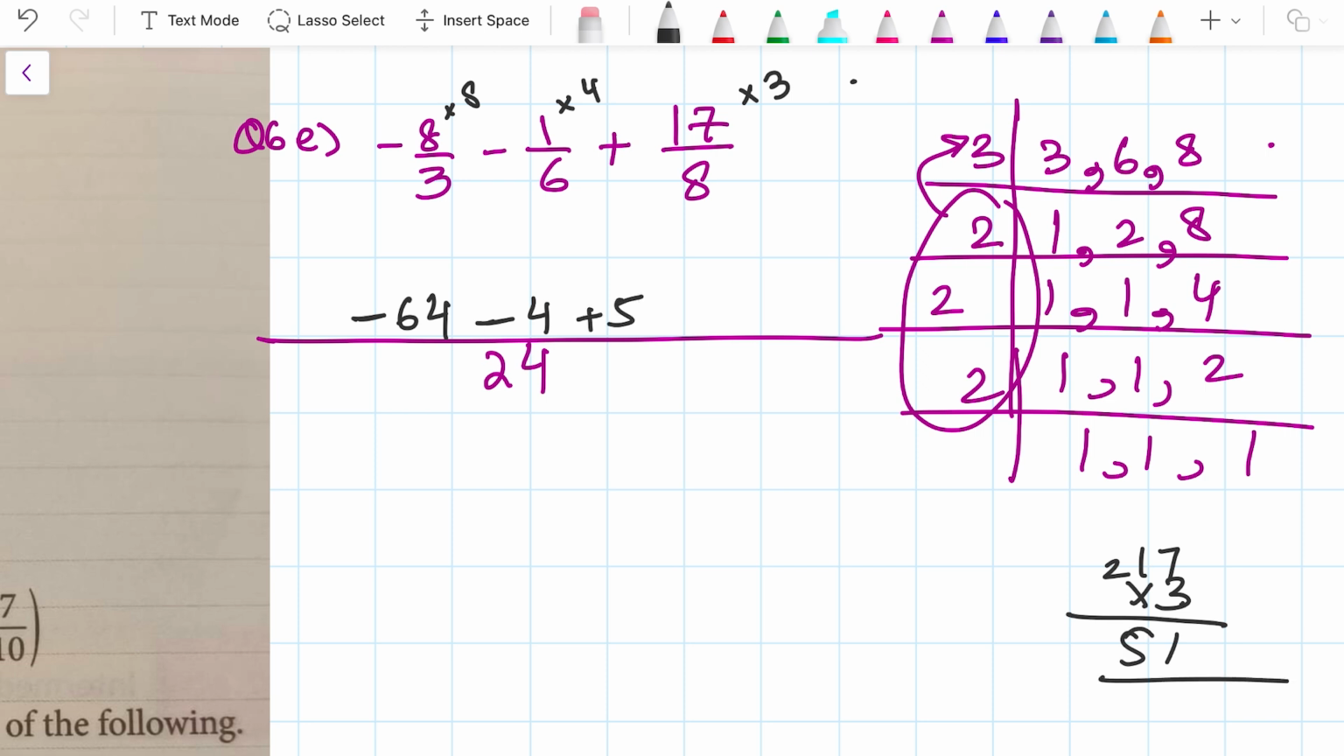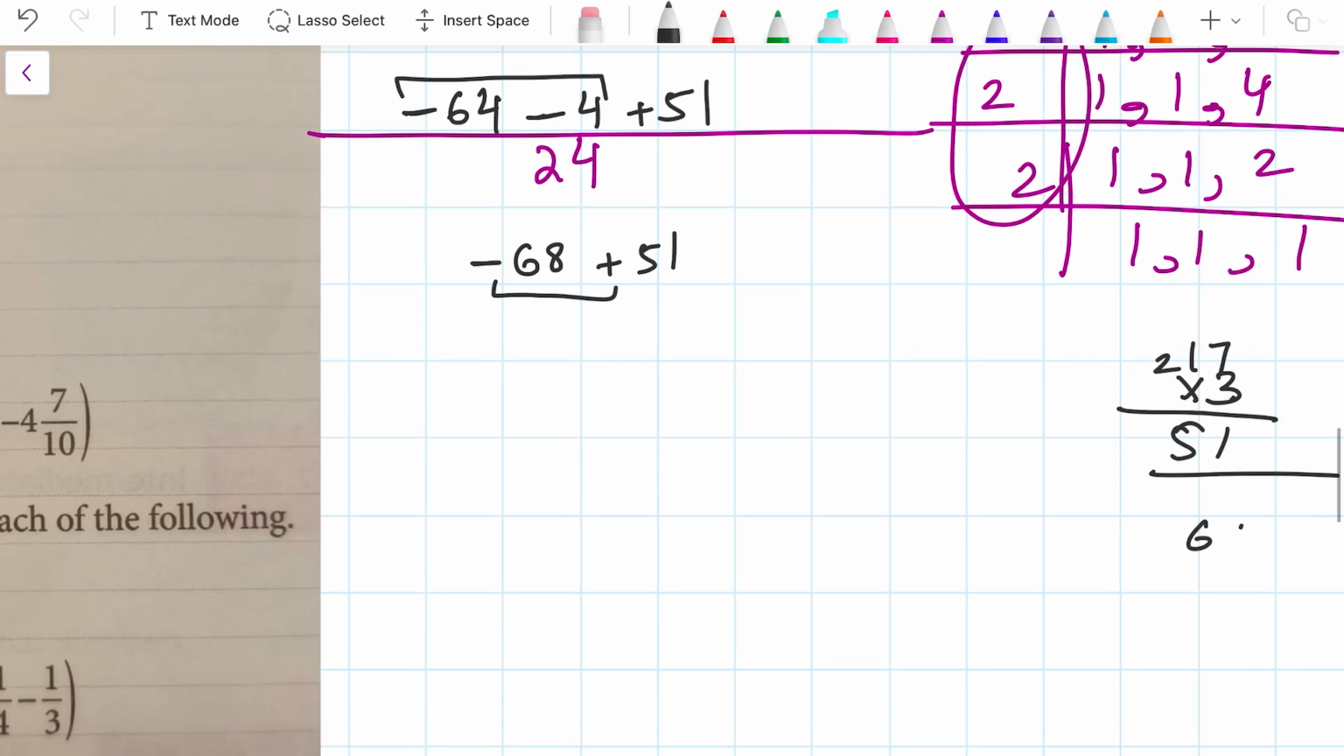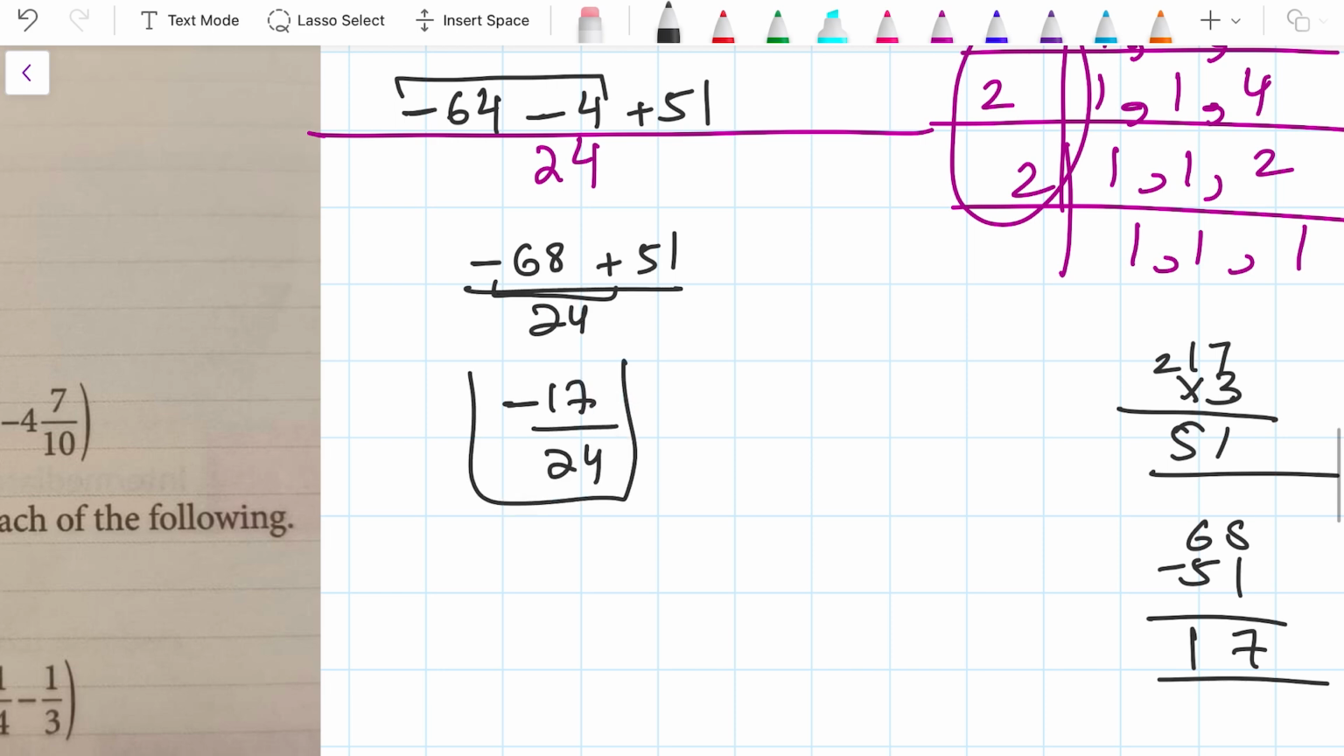So it's a plus 51. Minus minus is a plus, so it becomes a minus 68. Minus plus is a minus, so it becomes a minus 17 upon 24. So it's a proper fraction, so we leave it like this.